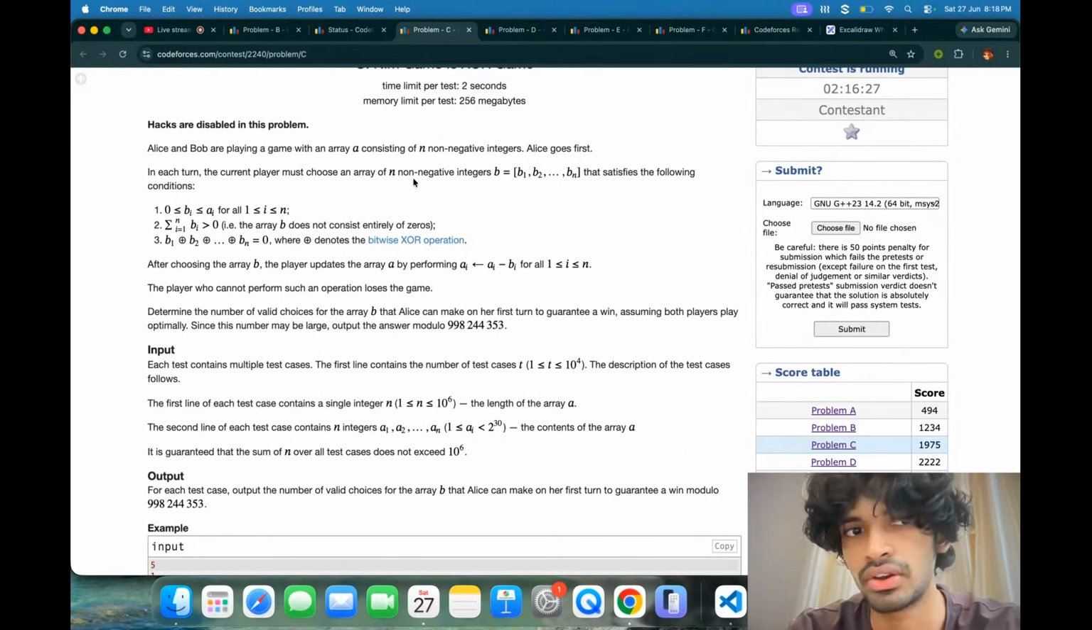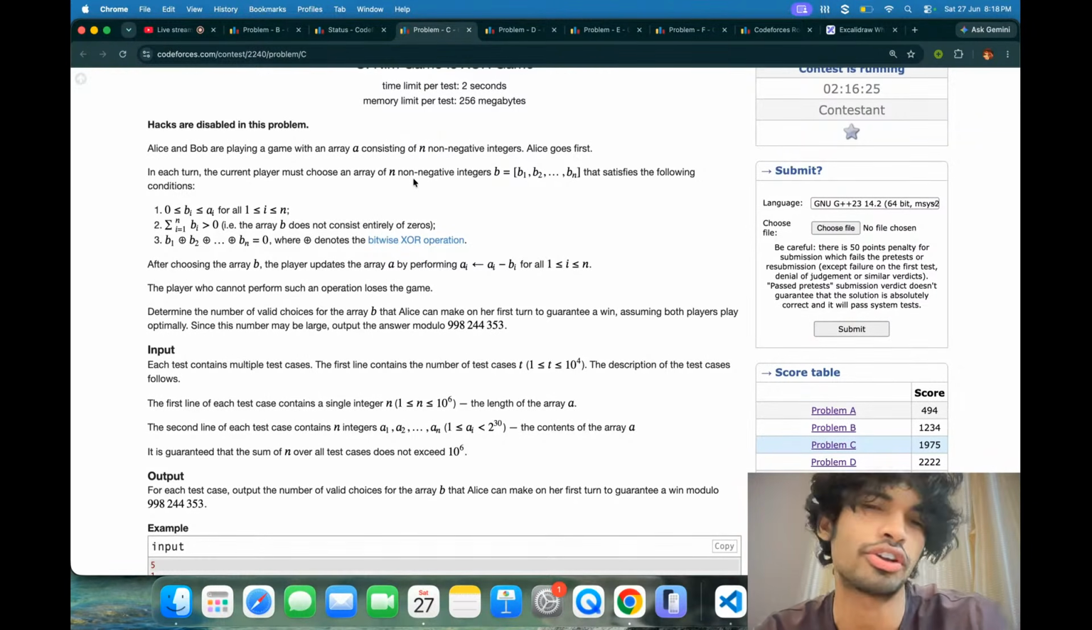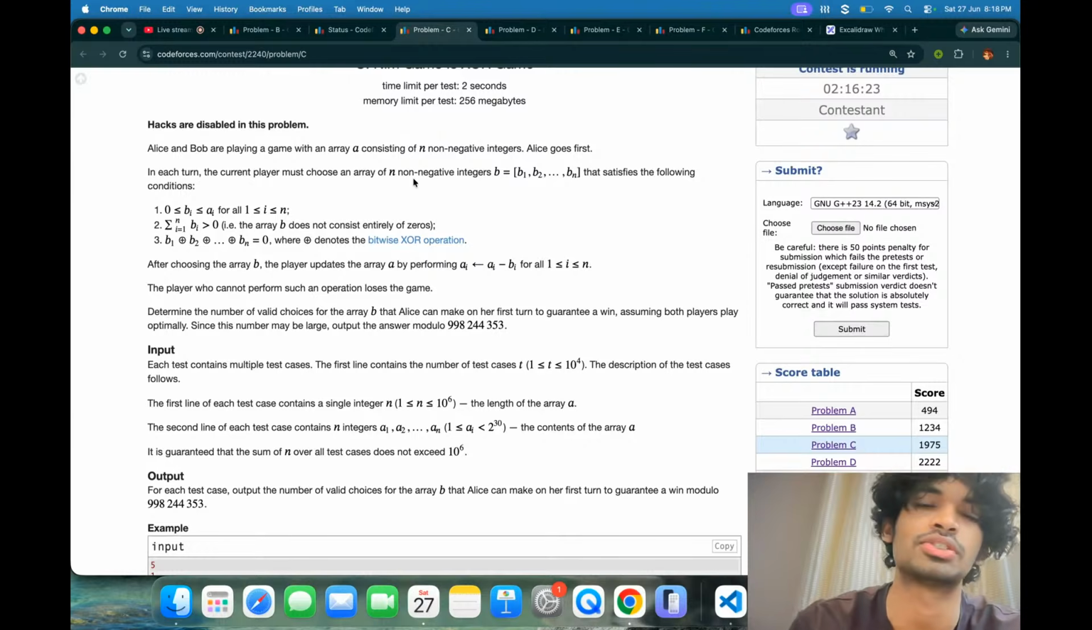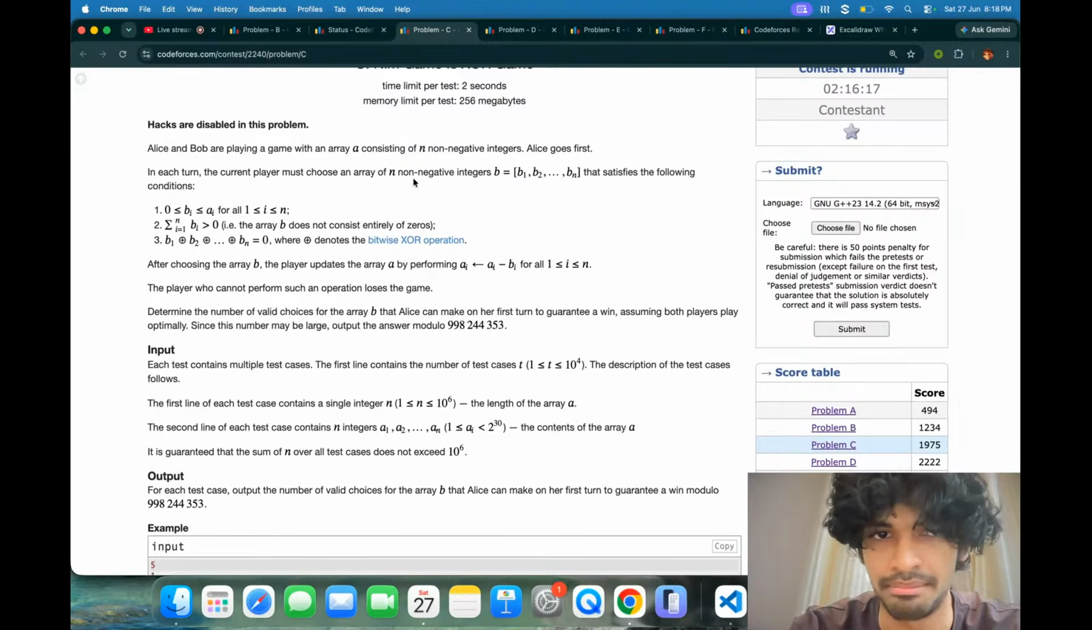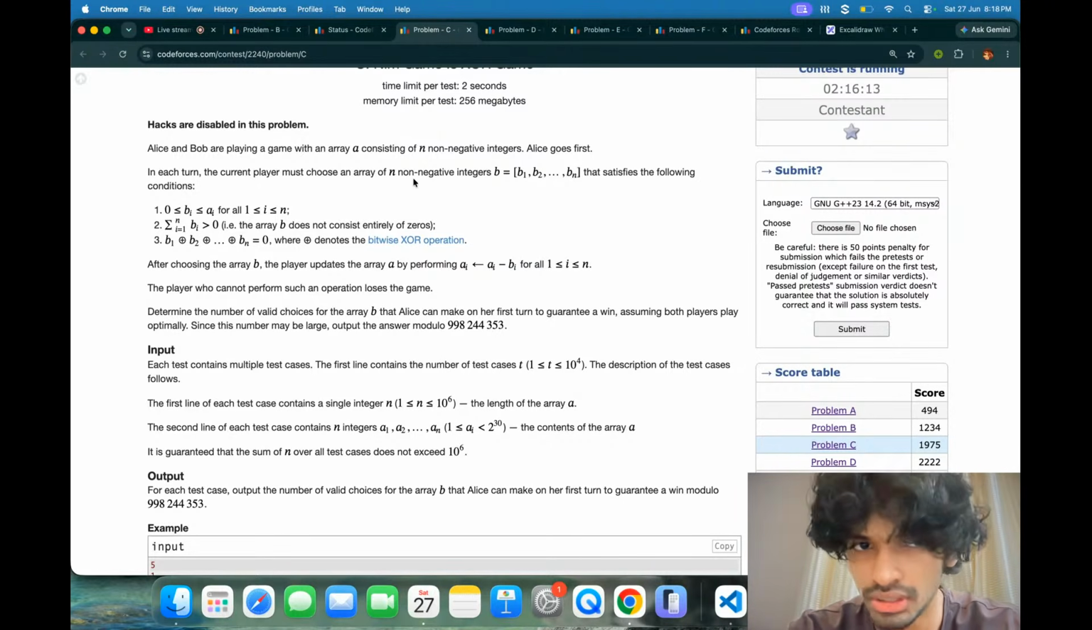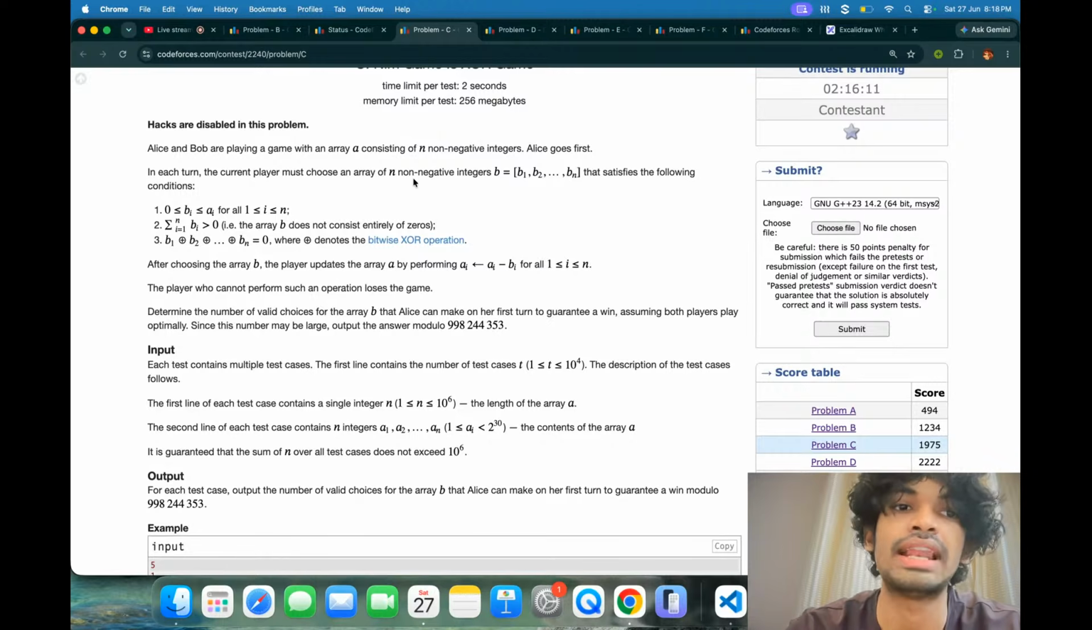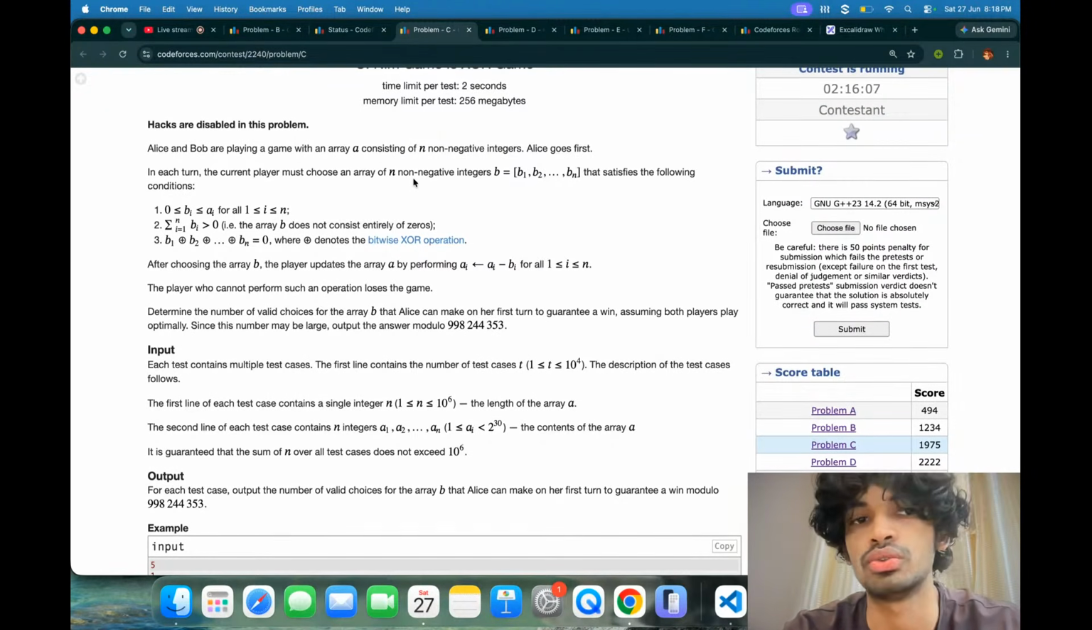Damn. That's a crazy operation for the XOR. It's not XOR. I thought A will get XOR with B, but it's not that. Maybe it's not that crazy. Let's just try to read the problem. The player who cannot perform such an operation loses the game. So who can perform an operation? If there is no array such that XOR of B_i equals 0, then if they cannot form an array B, they lose. Right?